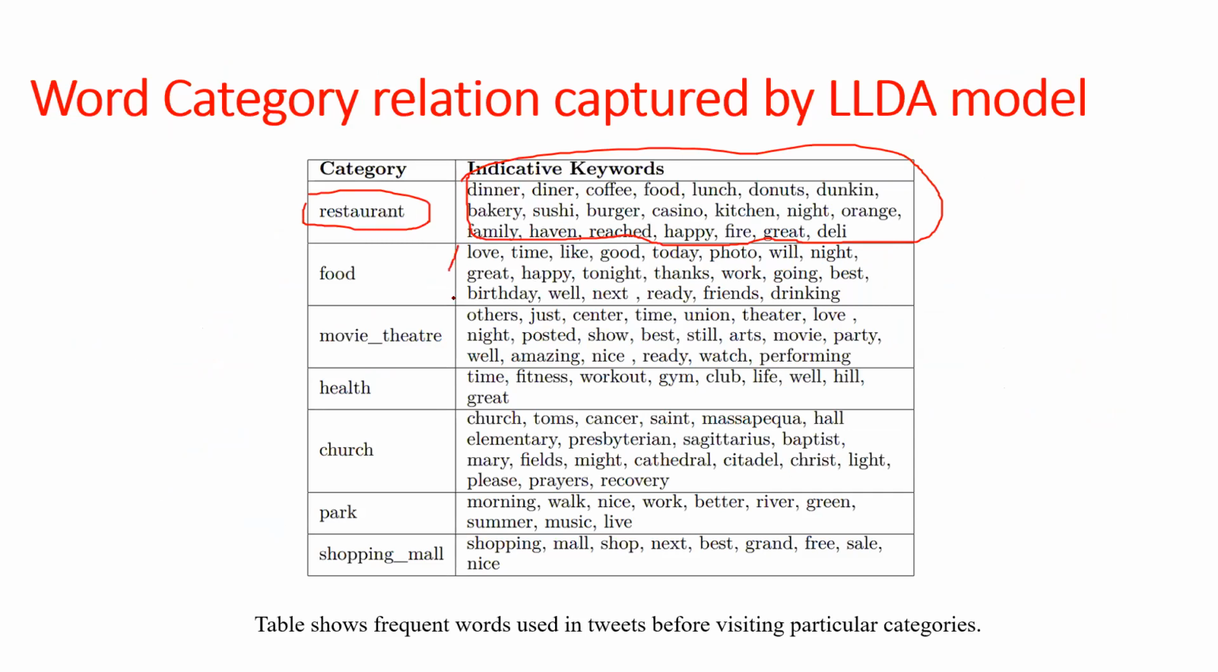These words were tweeted before the person visited a place providing food, right? These words were tweeted before he visited a movie theater. And these words were tweeted before he visited a gym or health center. And similarly for a place of worship, a park, and a shopping mall. So you can see that these words are very highly correlated to the places the people are about to visit, right?